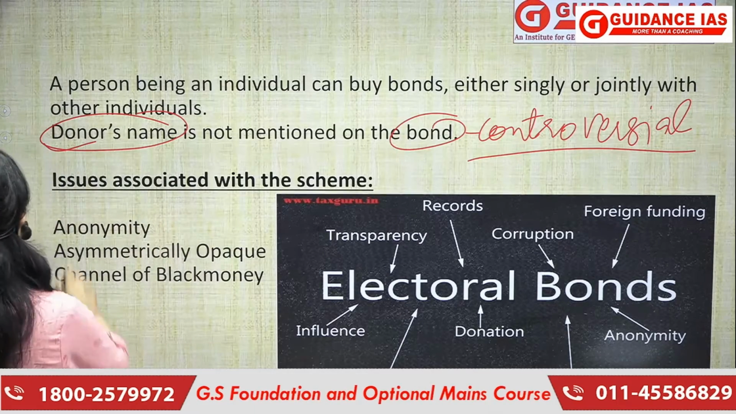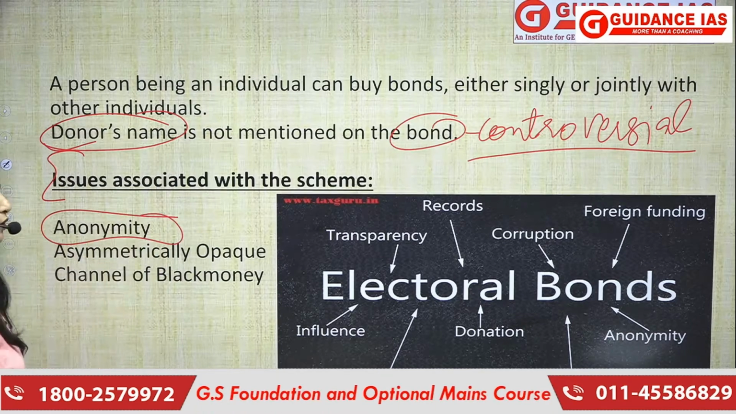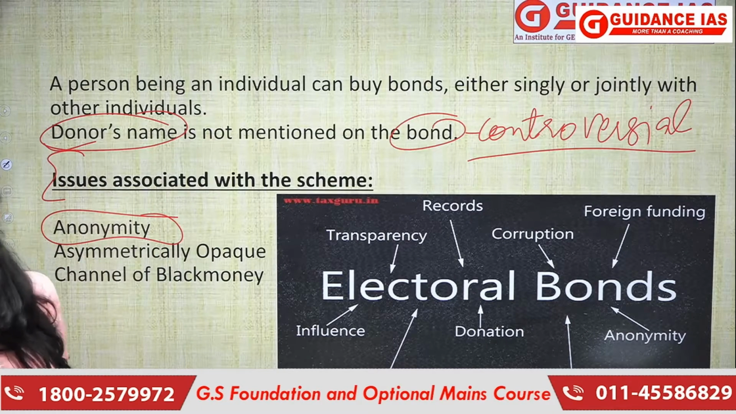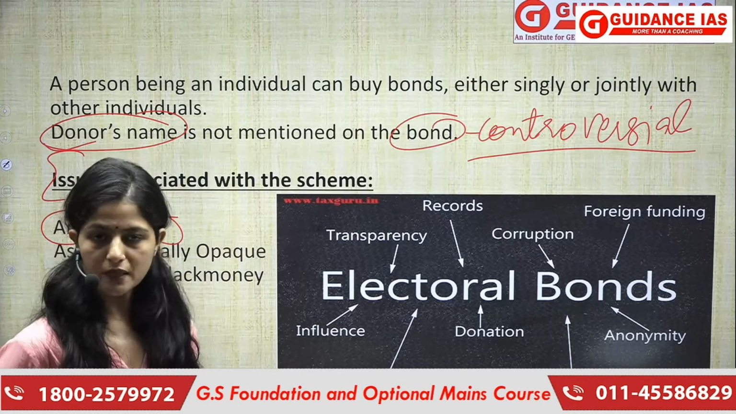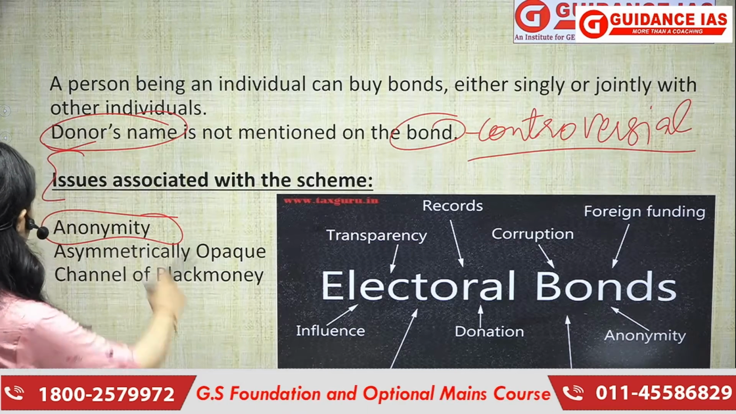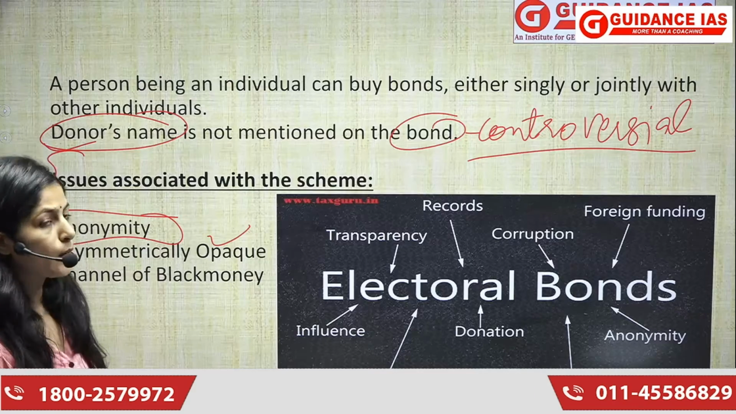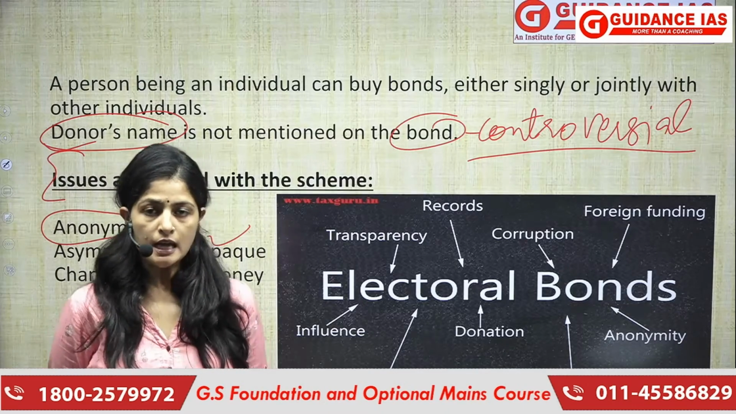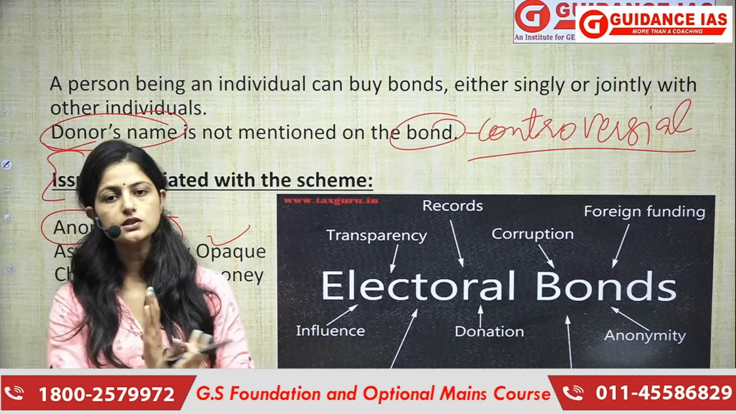So what are exactly the issues? The first issue I have already discussed, the anonymity factor, that the donor's name will not be revealed. Again, it can lead to corruption, it can lead to a lot of things, and definitely is an issue with the scheme. The next issue is that it is asymmetrically opaque. Why is it asymmetrically opaque? Asymmetrically opaque means only one party can see it, the others cannot see it.